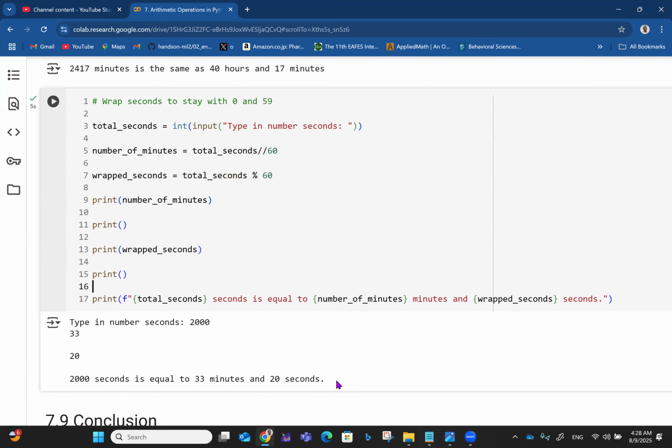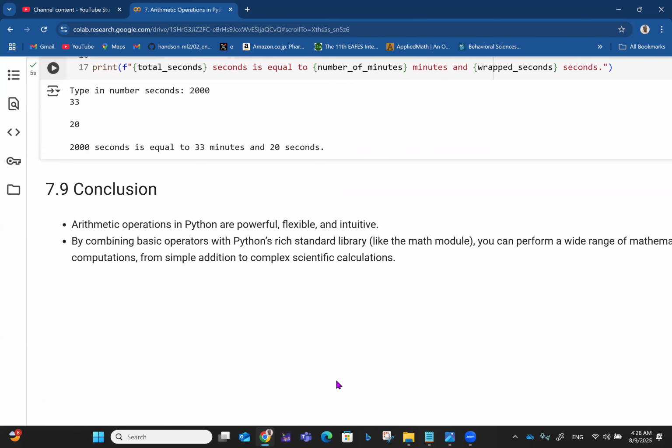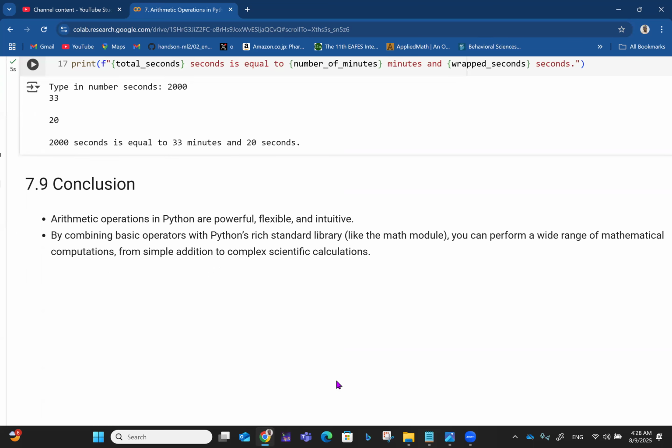So that's the beauty of it. You may be wondering, why do we need floor division and modulo division? You have seen a very nice case. Or if you are working with number bases, I think this can also be very useful in that situation, in counting, in timing, and everything. So in conclusion, arithmetic operations in Python are powerful, flexible, and intuitive. By combining basic operators with Python's rich standard library, like the math module, you can perform a wide range of mathematical computations, from simple addition to complex scientific calculations.